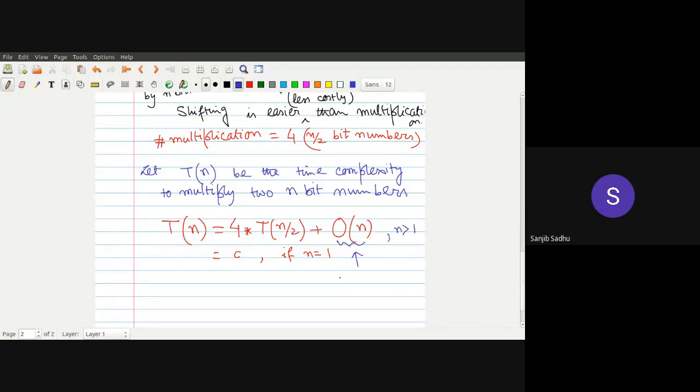This part is for shifting and addition, and this part is for multiplying. Or not like that, I should write, this is for four multiplications of n by 2 bit numbers. Okay, four multiplications are there. So four multiplications of n by 2 bit numbers. Okay, that means you understood how to write this.